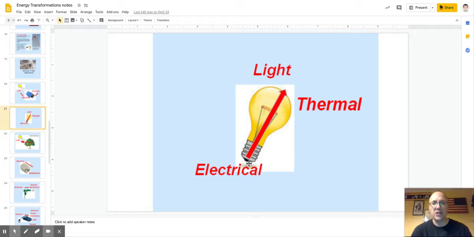A light bulb. The input is electrical, the output is light, but keep in mind it's also giving off thermal energy, it's giving off heat. It's part of the law of conservation of energy, because if we measured the amount of electrical energy that went into it and the amount of light energy that came off of it, they would not be the same.